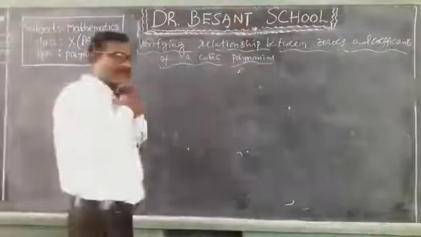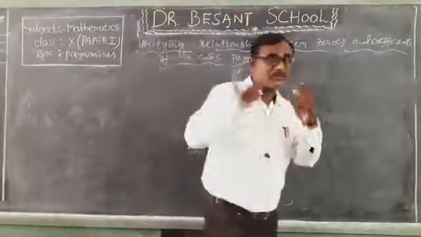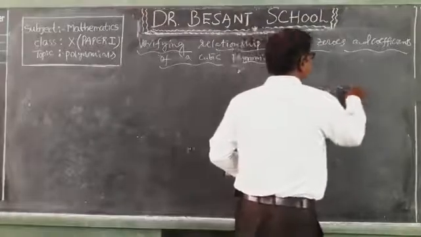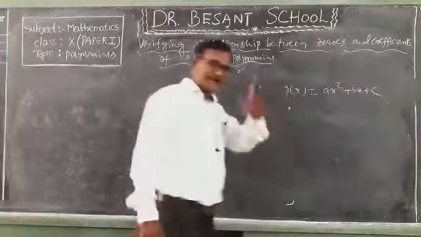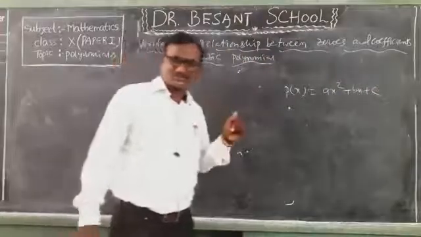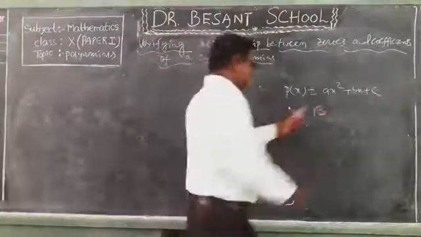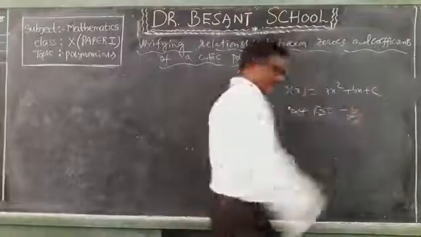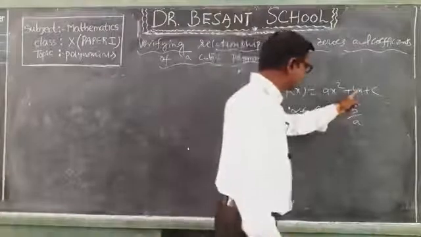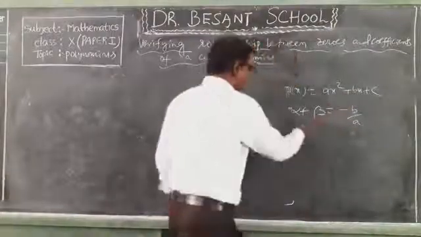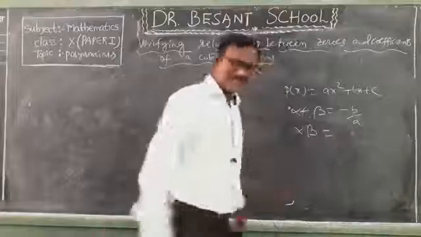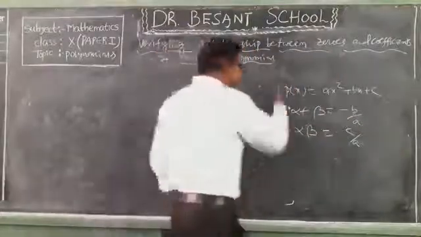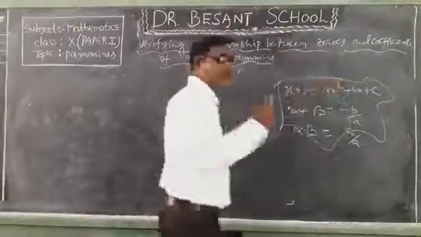So, we already verified the relationship between zeros and coefficients of a quadratic polynomial. This is our quadratic polynomial, p of x equal to ax square plus bx plus c. Alpha and beta are the zeros of this quadratic polynomial. The sum of zeros, alpha plus beta, was derived as minus b by a, that is minus coefficient of x by coefficient of x square. And we derived the product of zeros, alpha into beta, is equal to c by a, that is constant term by coefficient of x square. So, this was the relation between zeros and coefficients of a quadratic polynomial.